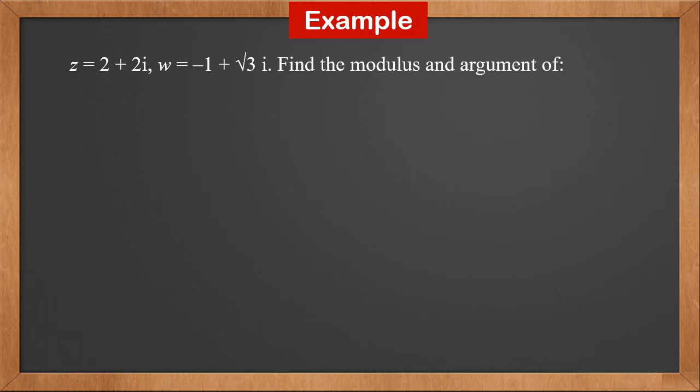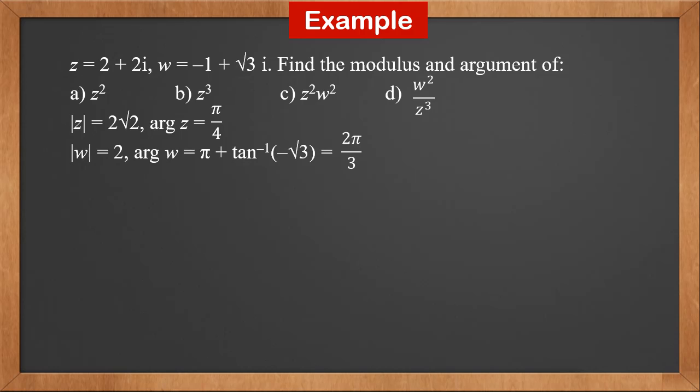z is 2 plus 2i. w is minus 1 plus root 3i. Find the modulus and argument of z squared, z cubed, z squared w squared, and w squared over z cubed. First, let's put z and w into polar form. z's modulus is 2 root 2, arg z is quarter pi. w's modulus is 2, arg w is pi plus inverse tan minus root 3, which is 2 pi over 3.